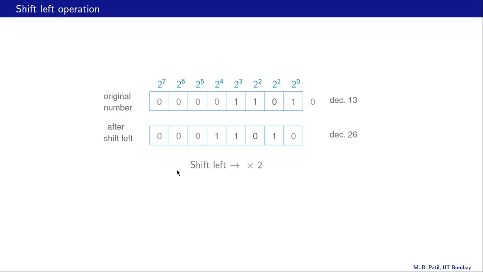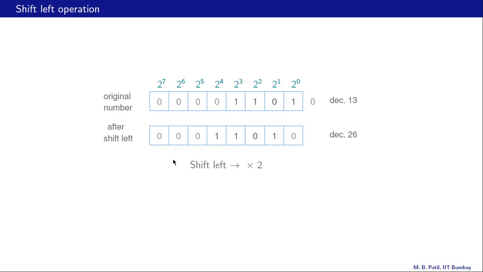So in conclusion, the shift left operation is equivalent to multiplying the binary number by 2. And similarly, shifting right is equivalent to dividing a binary number by 2. For example, if this was our original number and we shift it right to get this number, then the new number is half the original number.